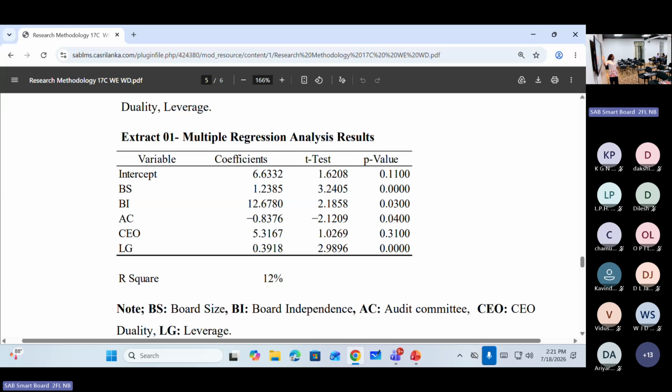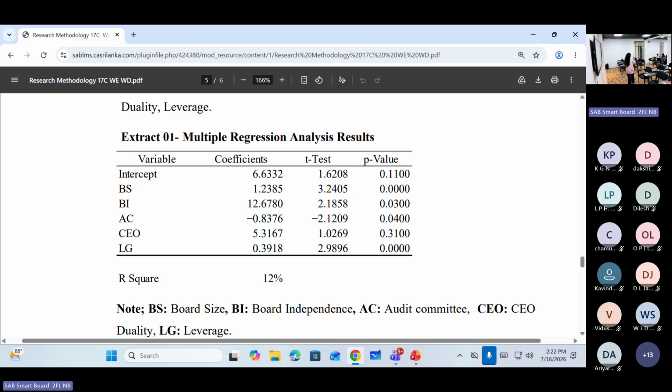What do you need to look at? Do you need to look at the coefficients if you want to identify which one is creating a significant impact? No. Right? T-test? No. You have to look at which value? P-values. Right? What is the criterion to accept the hypothesis? P-value should be less than 0.05. You learned this.